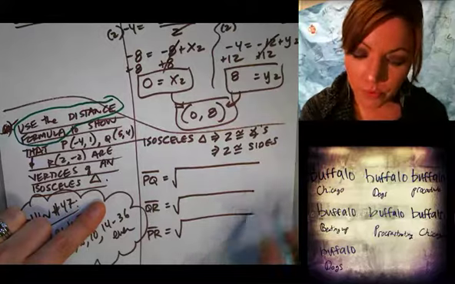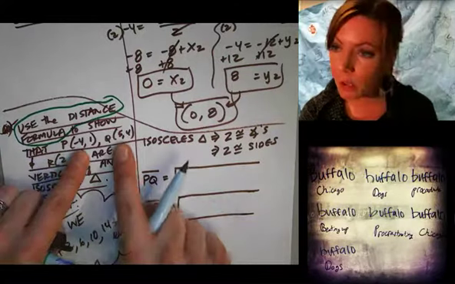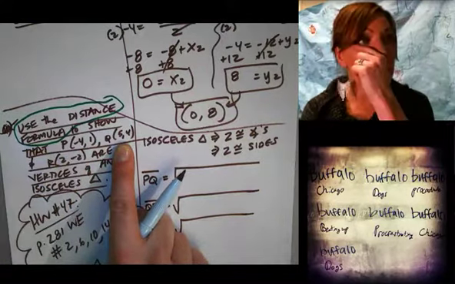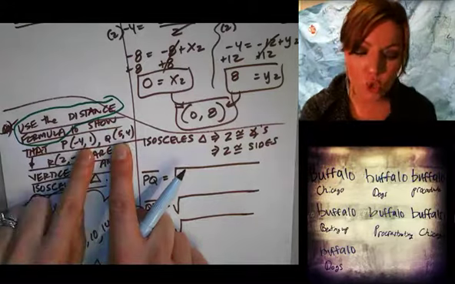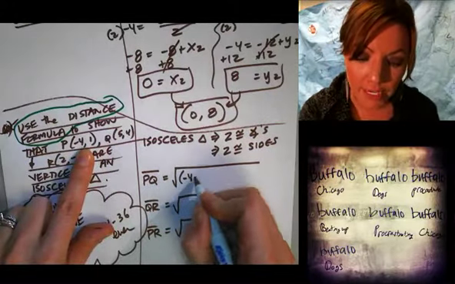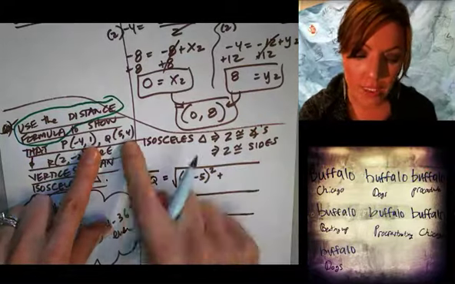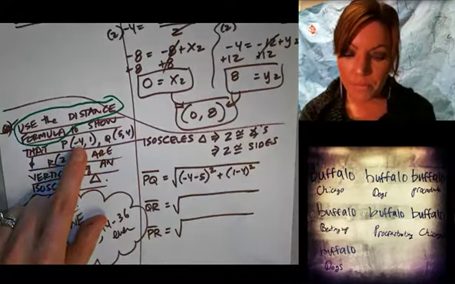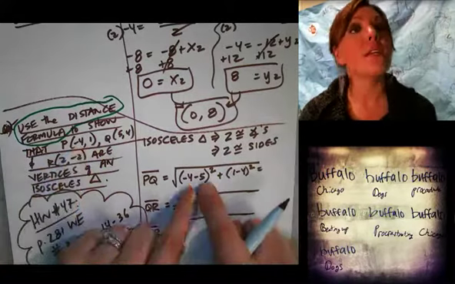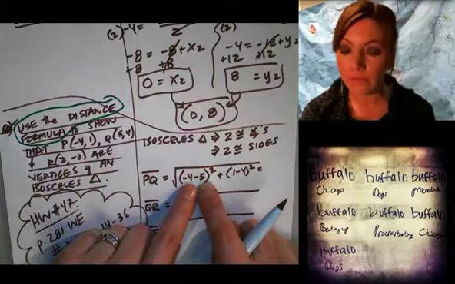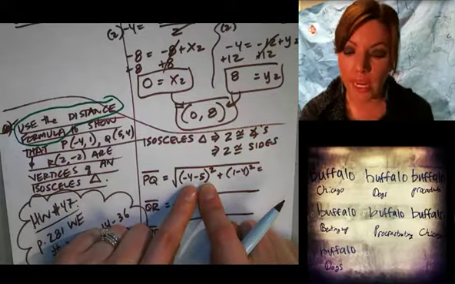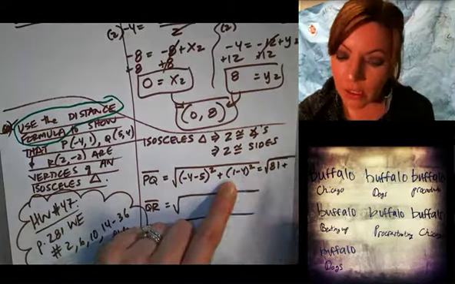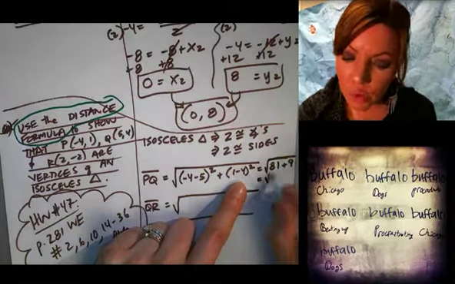Okay, so for PQ, that's these 2 points, we have -4, 1 and 5, 4. So remember the distance formula is x1 minus x2. So for P and Q, that's -4 minus 5 squared plus y1 minus y2, or 1 minus 4 squared. Okay, so -4 minus 5 is what? -9 squared, which is 81. And 1 minus 4 is -3 squared is 9. So this one comes out to the square root of 90.